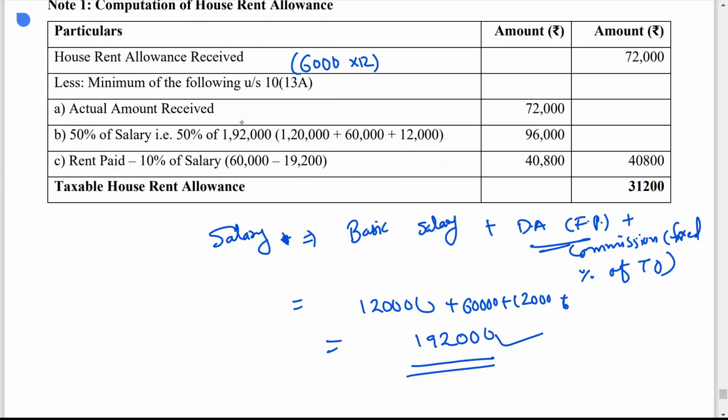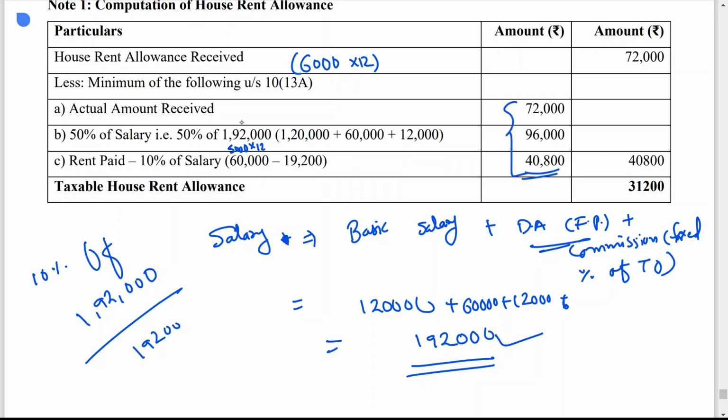And the third step is rent paid minus 10% of salary. Rent paid is 5,000 per month, as given in the example. 5,000 multiplied by 12, you will get 60,000, minus 19,200. How 19,200? That is 10% of 1,92,000. So 60,000 minus 19,200, you will get 40,800. Now from these three values, the minimum value will become exempt. So 40,800 is the exempted amount.